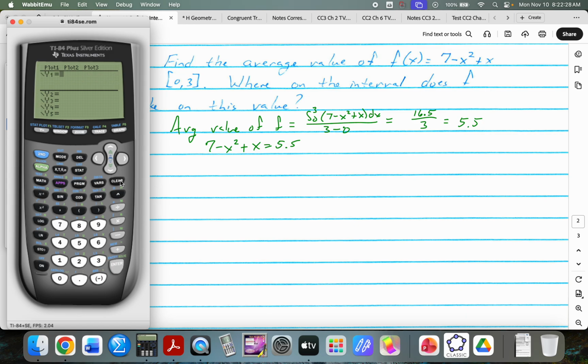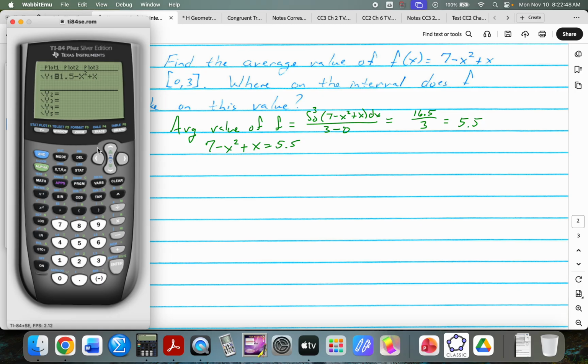So clearing out all this other stuff that's in the way, I'm going to go ahead and subtract the 5.5. So that'll be 1.5 minus x squared plus x. And I want to find the 0.